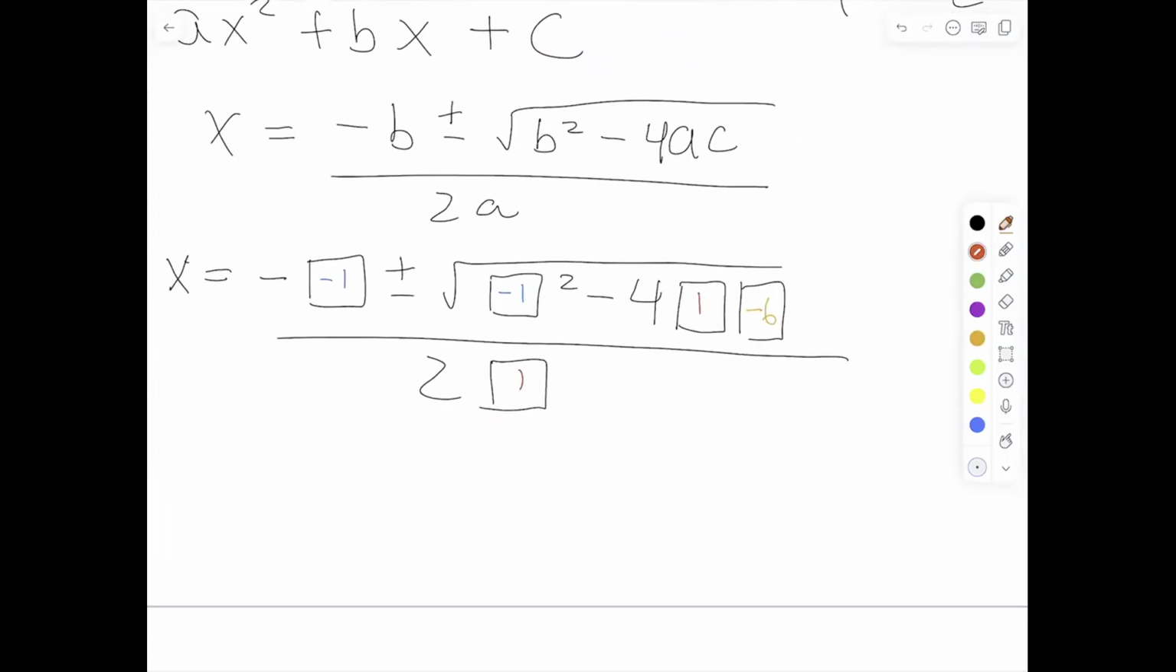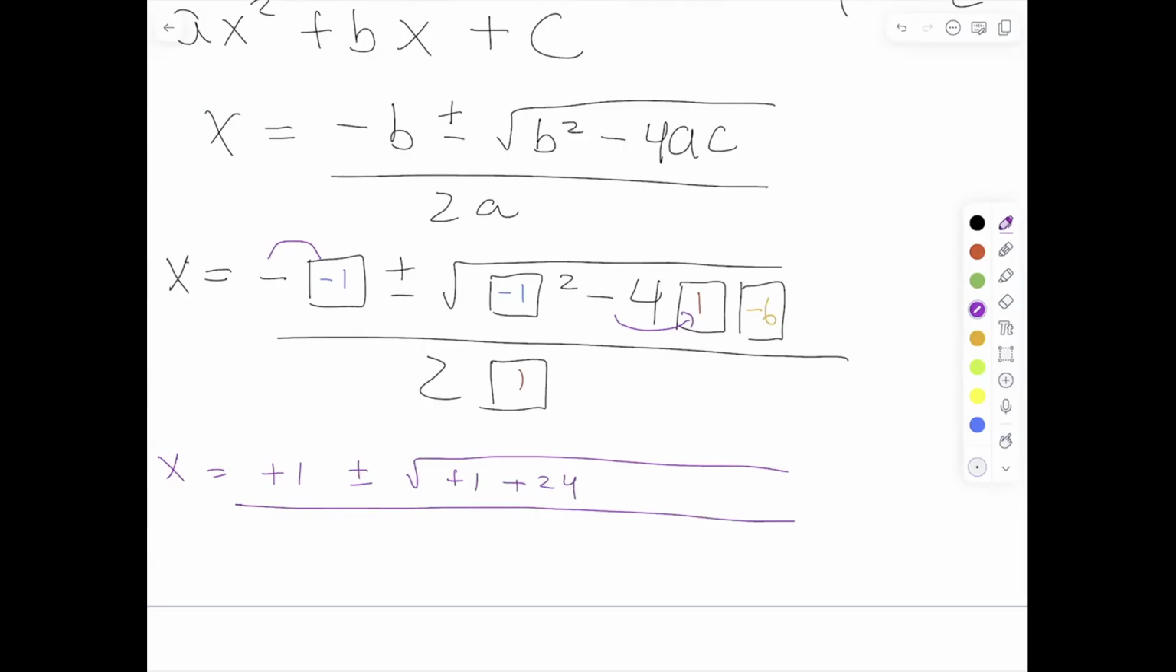All right, so let's do this. A negative and a negative is a? Positive. I have -1 squared, so a negative and a negative will become positive. I have a -4 times a +1, that's a -4. But then now I have a -4 times a -6. So a negative and a negative is a positive 24. And what do I have in the denominator? 2 times what? 1 is 2.